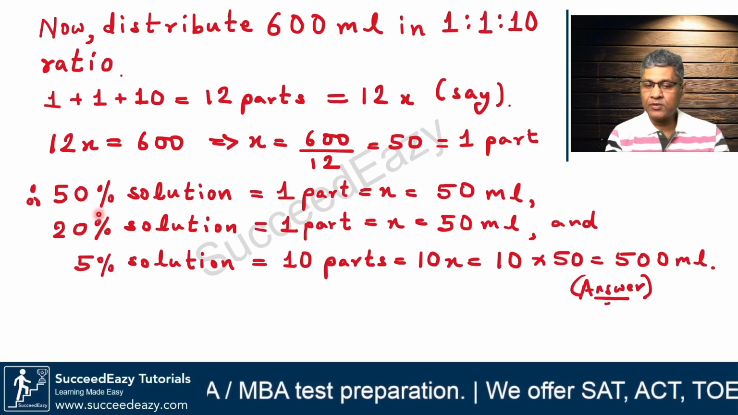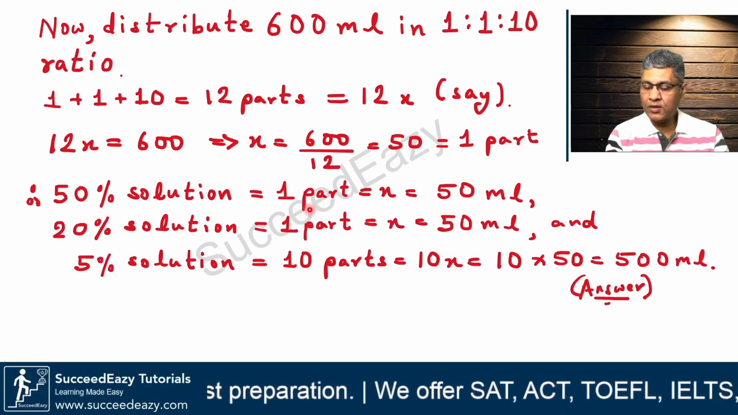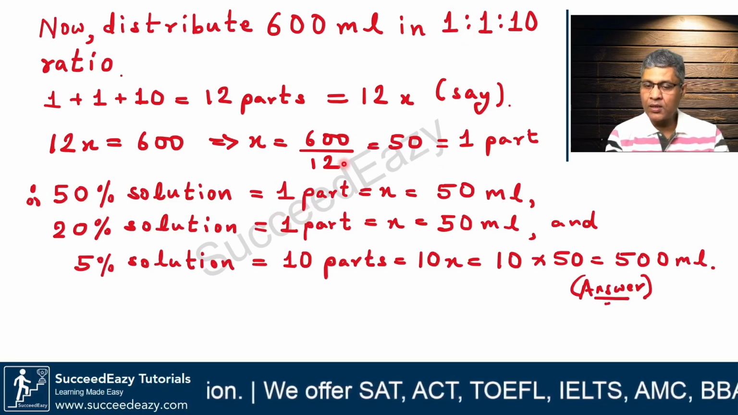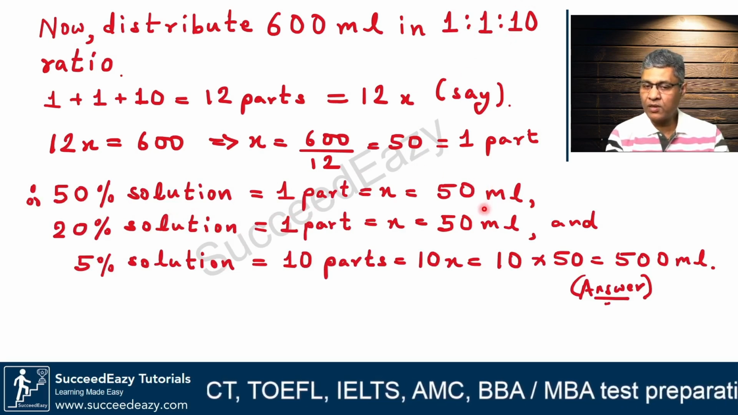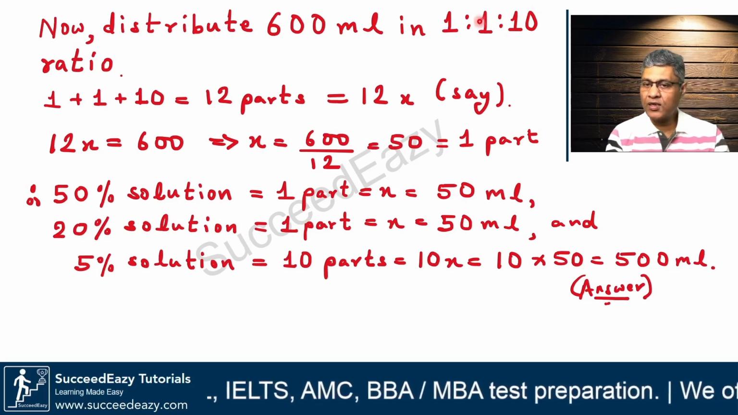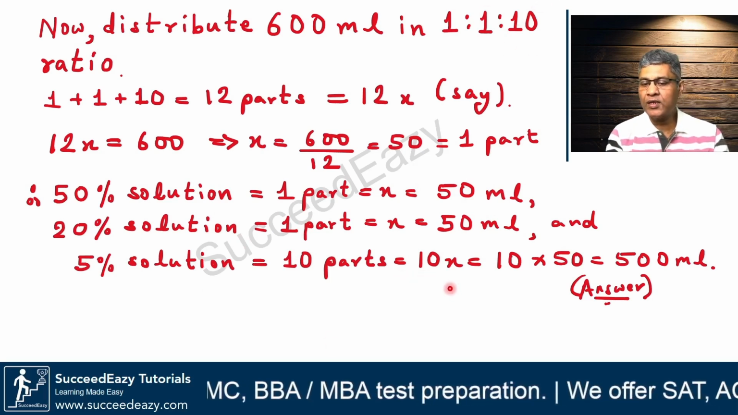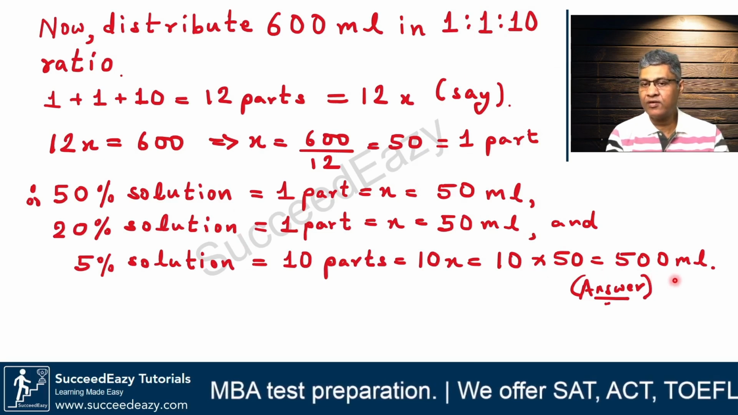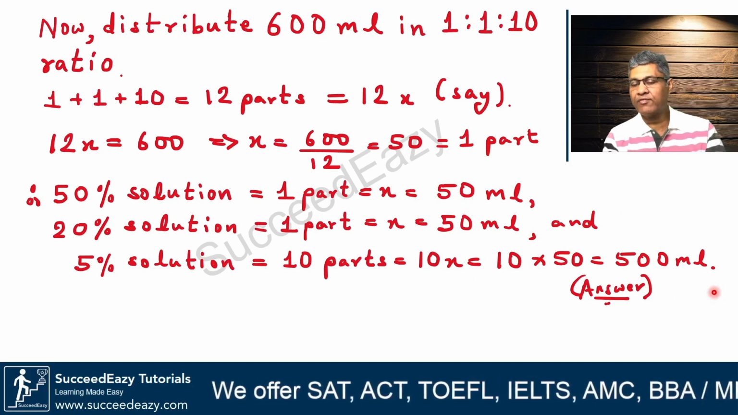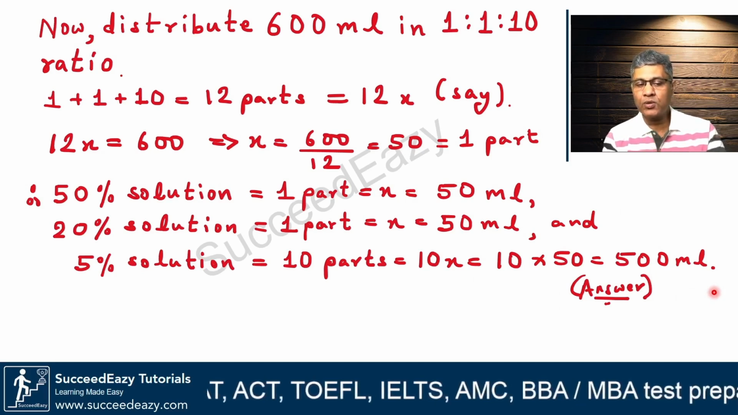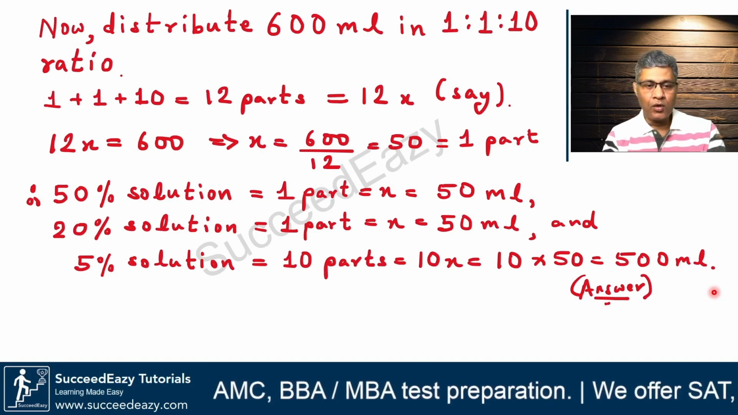So the 50% solution, the ratio is one part. So you get 50 ml, 20% solution is again one part, so you get 50 ml, and 5% solution, there are 10 parts of it, so you get 10 into 50, that is 500 ml. So that's your final answer. 50 ml, 50 ml and 500 ml, 50% is to 20% is to 5%. That's your answer. I hope this is clear.